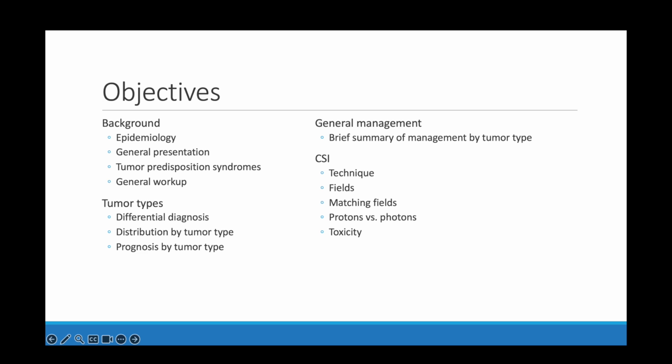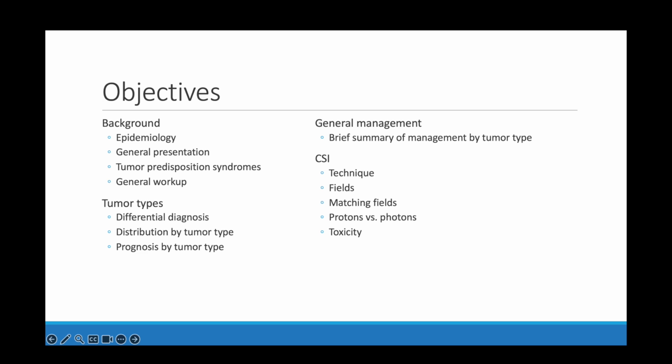What tends to be different is the distribution by tumor type, the prognosis of the different tumors, and then the general management. So, a lot of these tumors are managed with adjuvant radiation, with or without adjuvant chemotherapy. And that is, I think, where things get a little bit different for these different tumors.